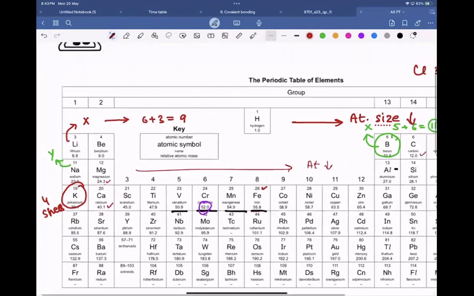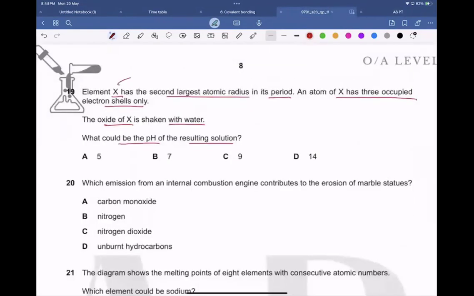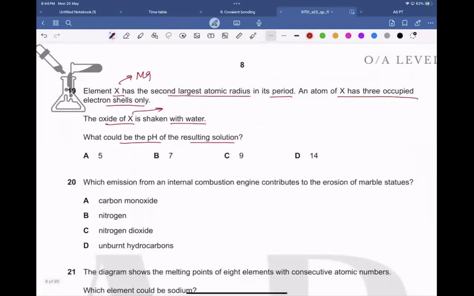And for magnesium, if you recall, when its oxide is dissolved, it forms a weak base because it's partially soluble, right? So it's weakly basic. If it's a weak base, it can't be A and B. No, it's a weak base, so it can't be 14. So 14 is the strong base. So C is the correct answer, because it's magnesium oxide and magnesium oxide is weakly basic.